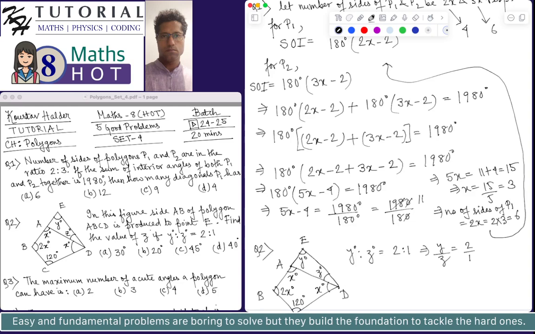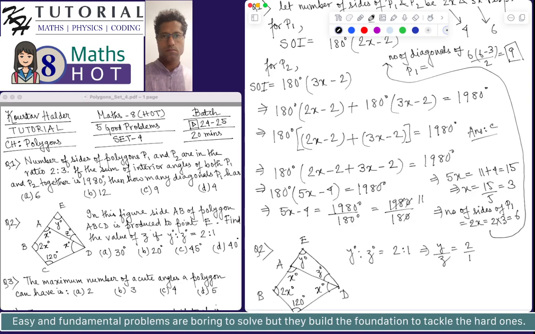So therefore the number of diagonals of P1 is equal to, the formula is n into n minus 3 divided by 2. So 6 into 6 minus 3 divided by 2, this is 9. Okay, so even though in the earlier solution the answer was correct, the way of the solution was incorrect. The method of solution was incorrect, a wrong concept was used.